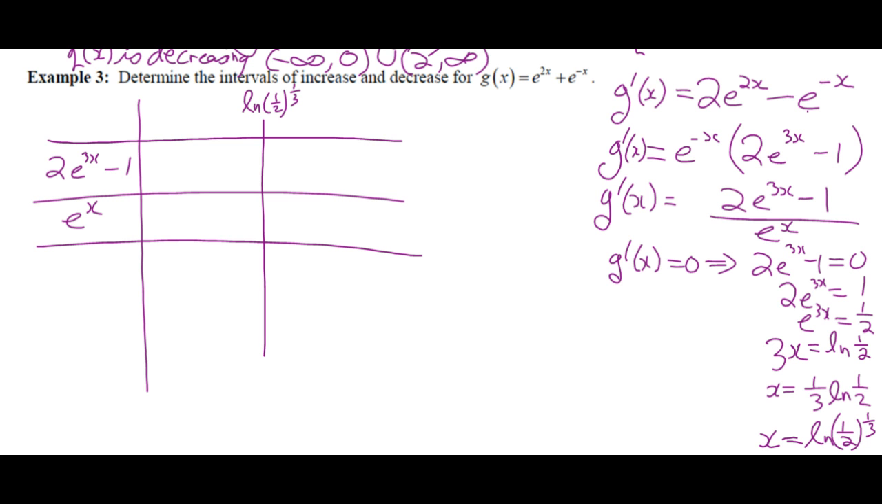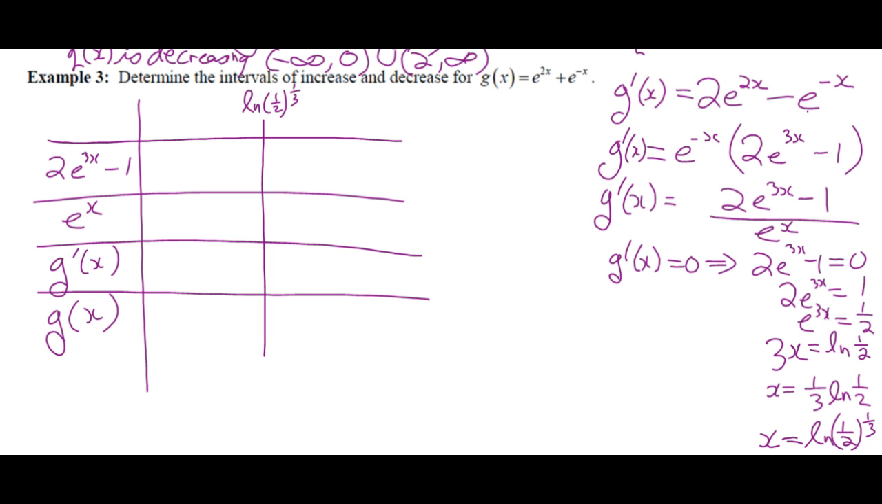The signs of those will determine the sign of g prime of x. And the sign of g prime of x will tell us whether on that interval we are increasing or decreasing.